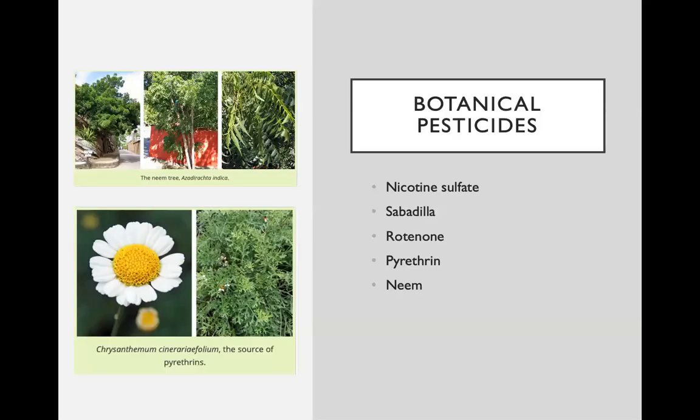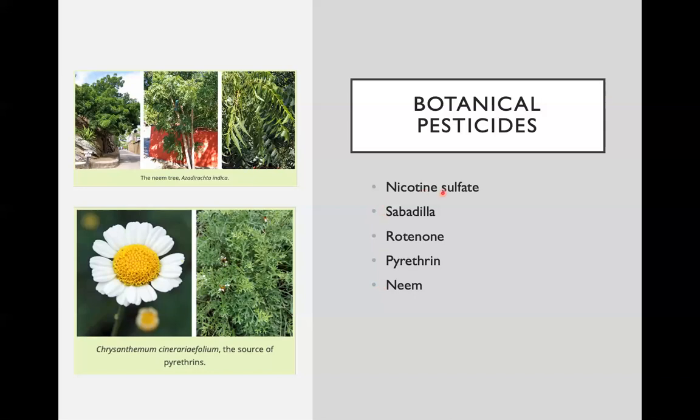There's lots of organically approved pesticides. Many of these are actually derived from plants, so we call these botanical pesticides. And I've listed a couple examples here. And I've sort of ranked them from like the most toxic to the least toxic.